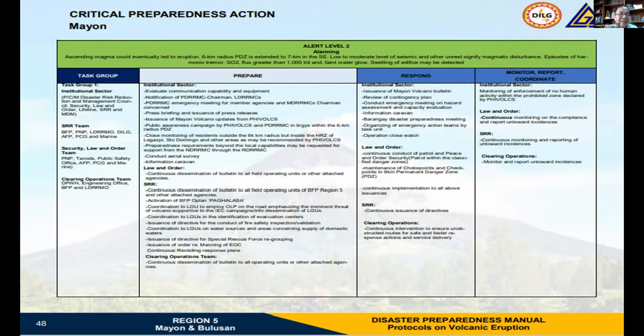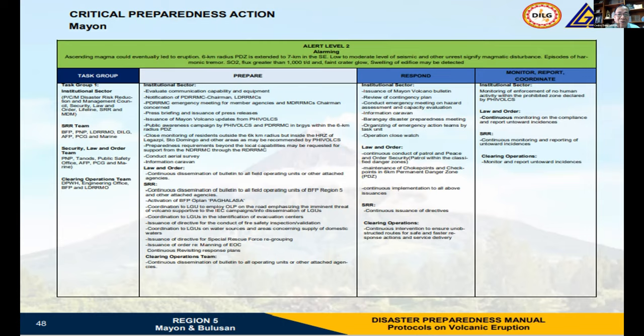Mabuti kung hanggang lava trickle lang siya, lava fountaining. So okay lang. Pero at least we already evacuate to prepare. So alert level 4, yan na. Response phase na tayo. Pag alert level 3, partial response phase declaration. Pag alert level 4, full-time response phase declaration. Hanggang alert level 5.